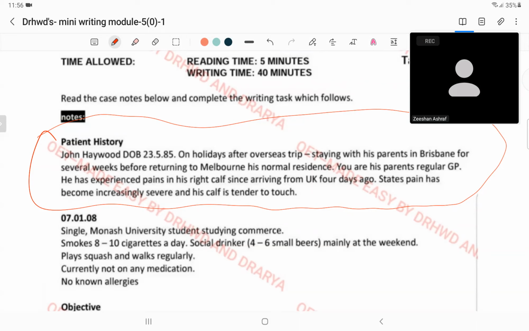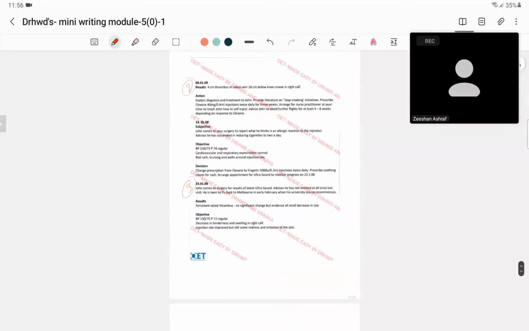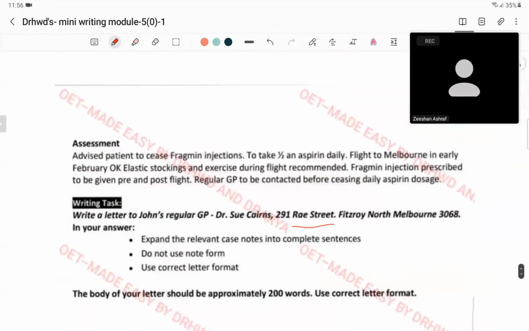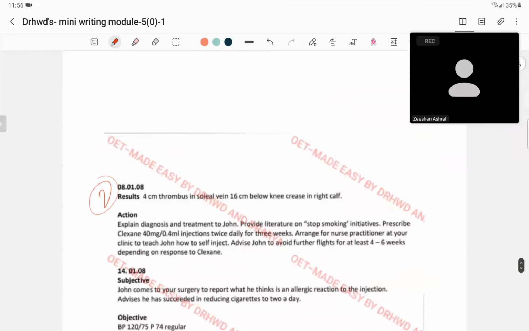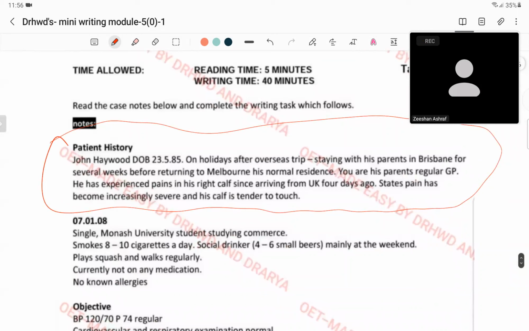In other countries that happens. I'm not sure if it happens in Pakistan. I don't think it does. So the GP might know, because we're writing a letter to whom? As you read over here, his regular GP, meaning that the regular GP knows that he's going for a flight. But he doesn't know that he started experiencing calf pain 4 days after he arrived in the UK, and his calf is becoming increasingly tender to touch.